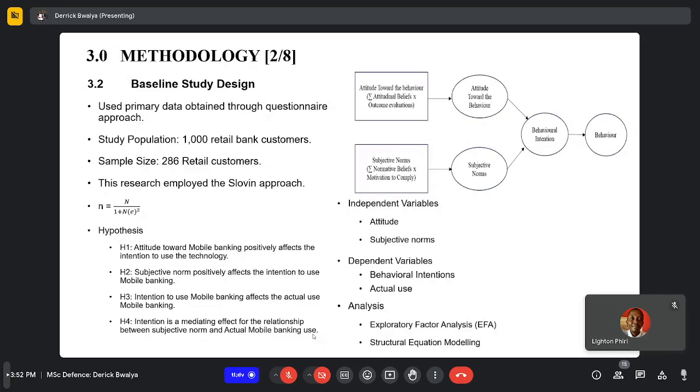And the hypotheses for this baseline study: the first hypothesis, we are saying that attitude towards mobile banking positively affects the intention to use the technology. Hypothesis two, subjective norm positively affects the intention to use mobile banking. Hypothesis three, intention to use mobile banking affects the actual use of mobile banking. And number four, intention has a mediating effect on the relationship between subjective norm and the actual use of the technology.